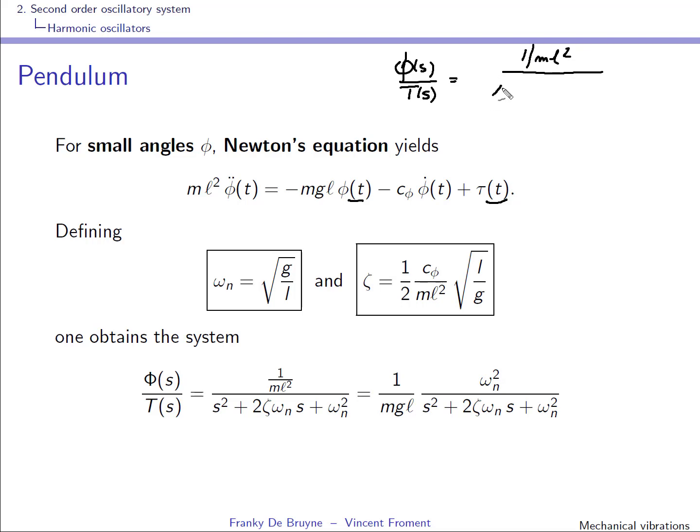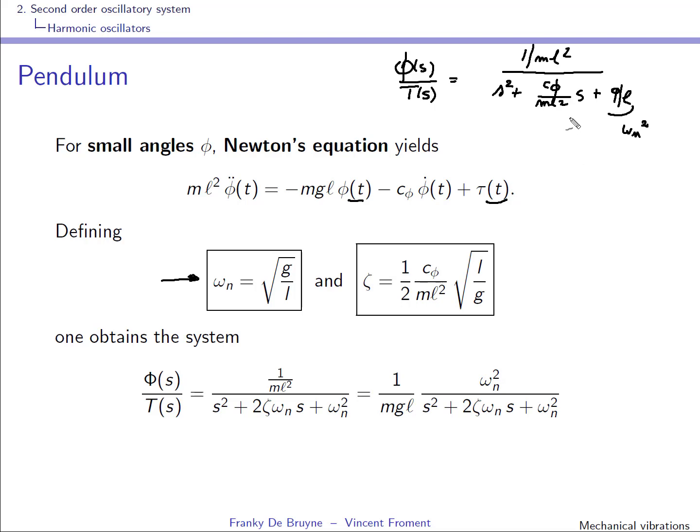We'll have s squared. Then here we'll have c phi divided by m l squared. You have noticed that I have divided everything here by m l squared, plus g over l. So this is our natural frequency squared. So this gives us this expression for the natural frequency that you know very well.